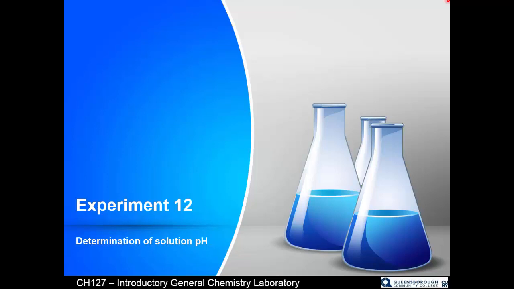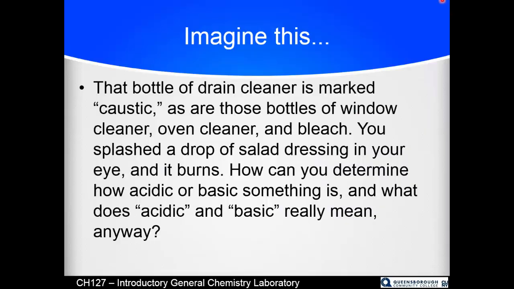So here we are in experiment 12, determination of solution pH. pH is how acidic or how basic something is. So if you look around your house, you can find drain cleaner is marked caustic, as are your window cleaners, your oven cleaner, and your bleach. If you splash a drop of salad dressing in your eye, it burns.